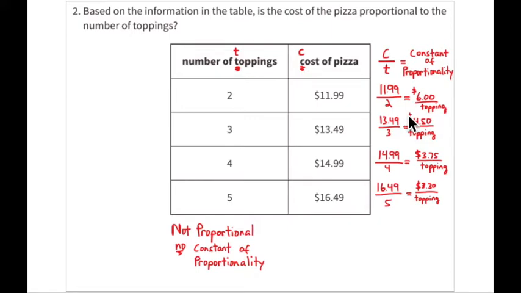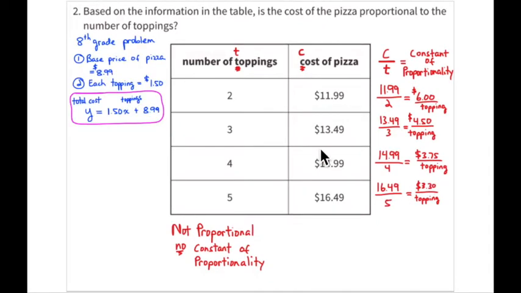So it begins with $11.99 divided by 2. That's $6 per topping. Divided by 3, that's $4.50 per topping. $14.99 divided by 4, that's $3.75 per topping. So notice that as the number of toppings increases, the cost of the pizza per topping decreases. So it's going down farther and farther. So this is not a proportional relationship. There is not a constant of proportionality.